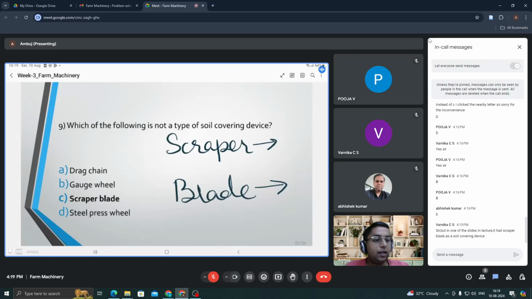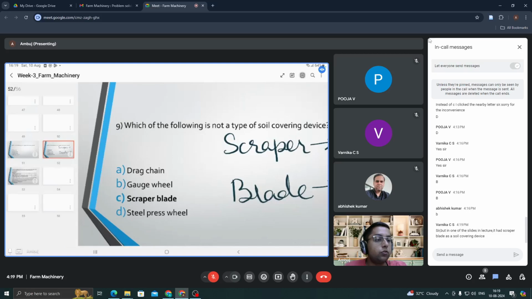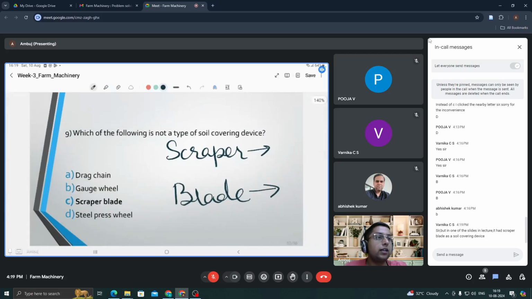I definitely feel that it is somewhat confusing for both of us. In the lectures you are saying that scraper blade is mentioned as a soil covering device, so you can go with the lectures. No problem. But according to me, the correct option would be scraper blade only, if sir has taught that. Then I think we can just scrap the question. We will change the options.